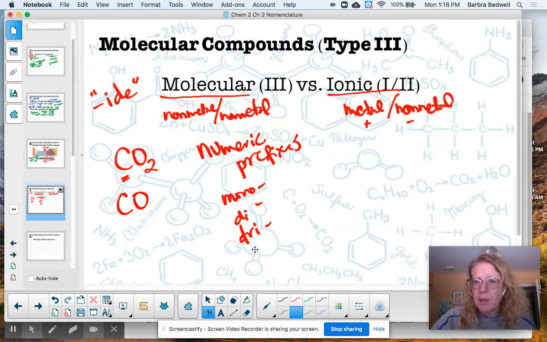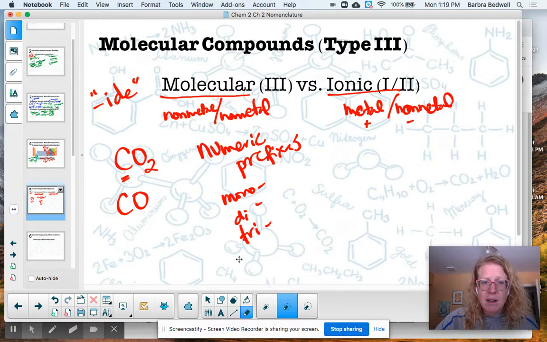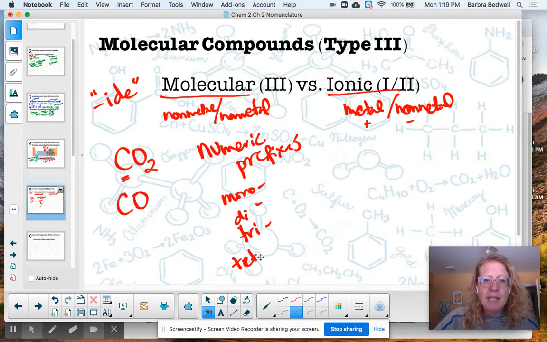So 1, 2, and 3. 4 is a little bit tricky one. Mono, di, tri. Sorry if that looks a little bit funky. That's the T-R-I. The one for number 4 is a little bit trickier. Sometimes students have a problem with that. T-E-T-R-A. Tetra, like the game Tetris, means 4. It's Greek. So there you go.